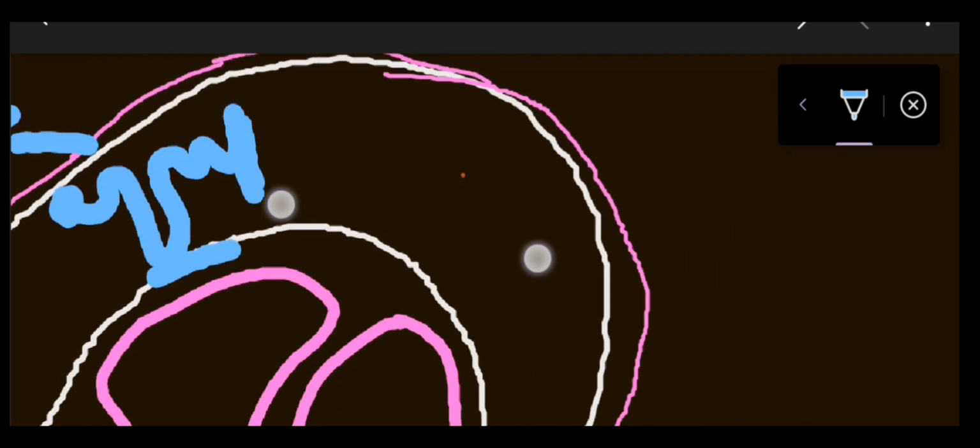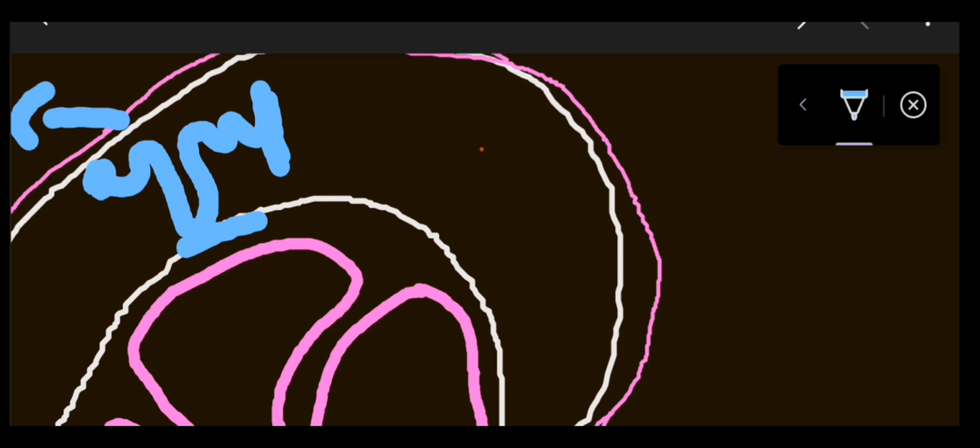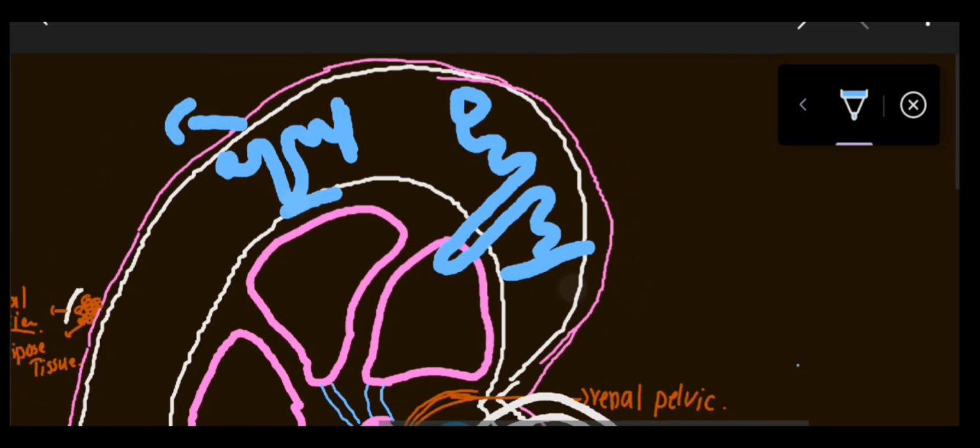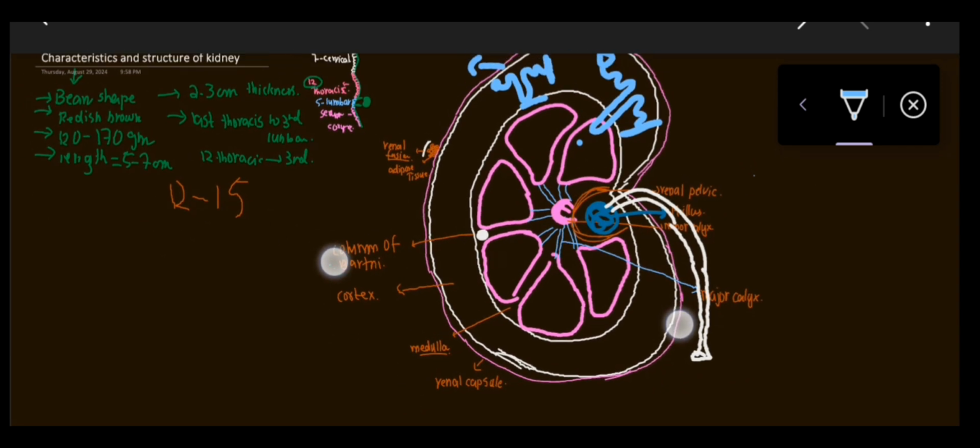One other type of nephron is present. For example, this is the glomerulus with Bowman's capsule. This is PCT and this is loop of Henle. This is DCT and this is collecting duct. These are the nephrons whose loop of Henle goes into the medulla region, or into the pyramids, and are known as juxtamedullary nephrons. So this was the structure of kidney and some characteristics of kidney.